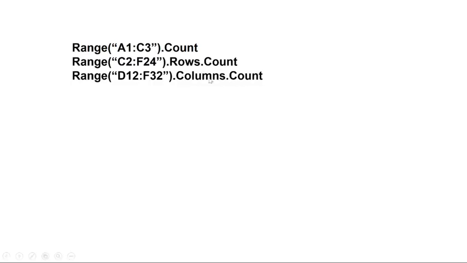We can also use the count property. We can count the number of cells in A1 to C3. This doesn't tell you how many cells have numbers in them. It just counts the number of cells. We can use the rows property along with the count property. We could also do the same for columns.